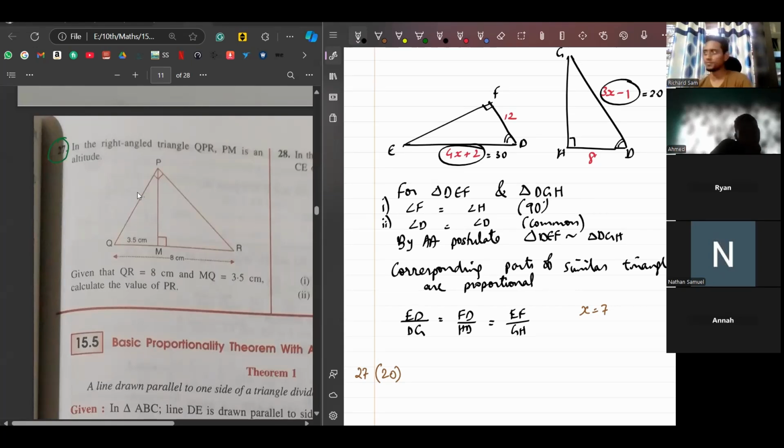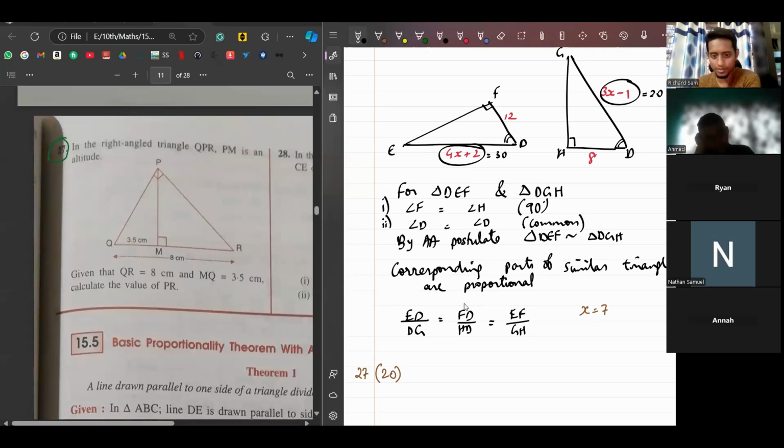27th one, anyone did? Sir, triangle PQM is similar to PMR, no? PQM and PMR. Yeah, and PMQ also probably. Sir, angle M is a common angle or 90 degree? Angle M is common for both the triangles, no? M is common for the left side and the right side triangles.